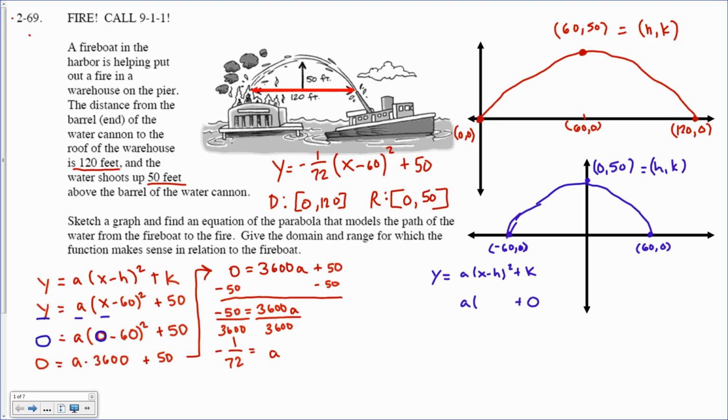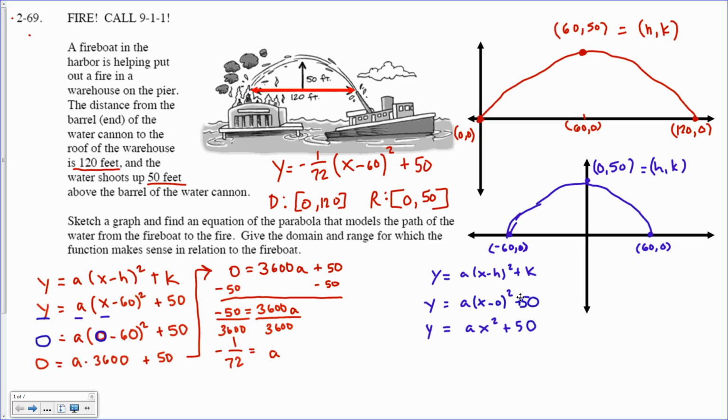We have a times x. Oops, I screwed that up, didn't I? This is my 50 here. It should be x minus 0 squared plus 50. All right, I was wondering what I was doing there. I'm sure you were too. So h, k, we put that in there. This is the same thing as saying y equals a times x squared plus 50, because h is just 0.